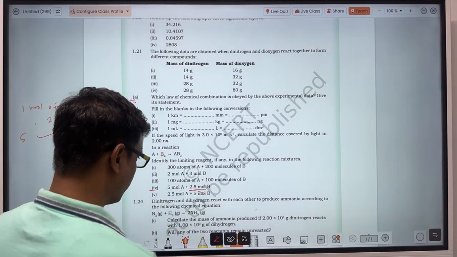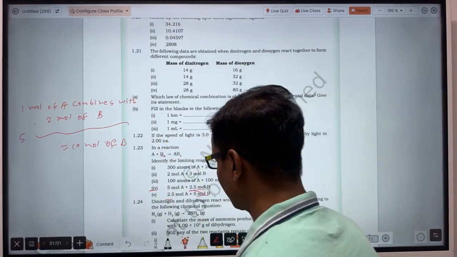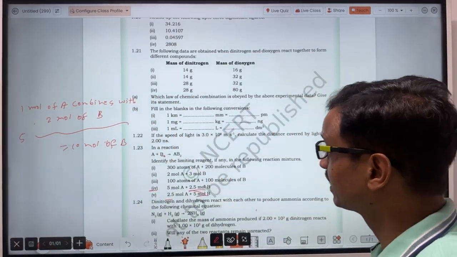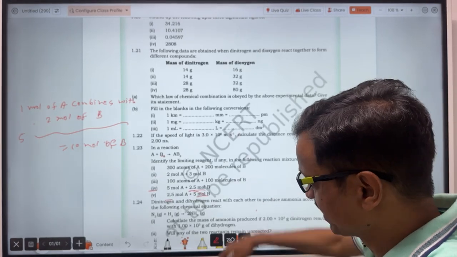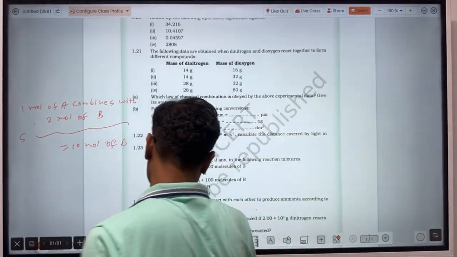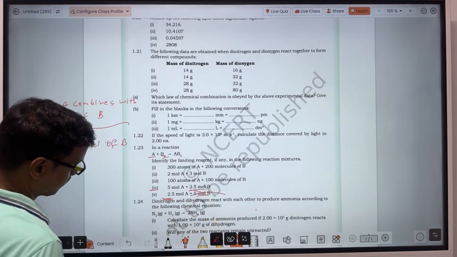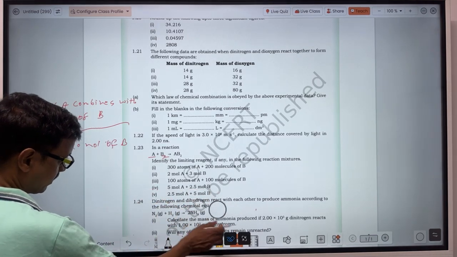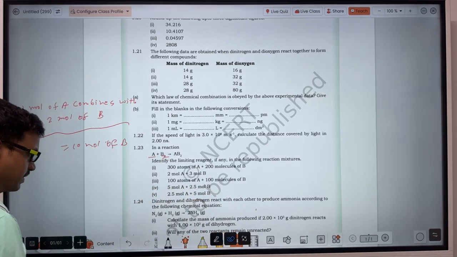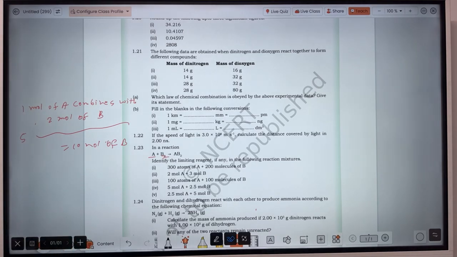Okay. Here 2.5 mole of A reacts with 5 moles. Here also there is no limiting reagent. Both will react together, because 1 mole reacts with 2 mole. So 2.5 mole will react with 5 mole, and 5 mole is available here already. So here, no limiting reagent.